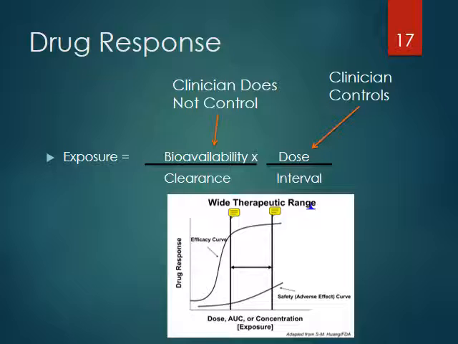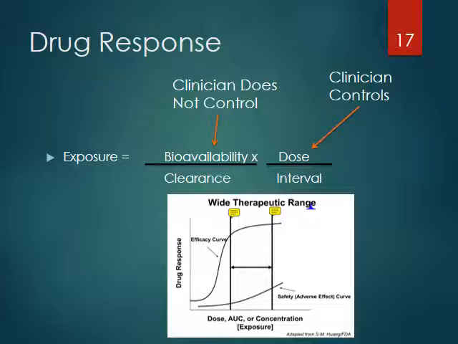Those are things that the clinician really does not control. We can't really affect how well the patient's going to be absorbing the drug. In very rare cases can we adjust how well the patient's clearing the drug. Maybe in some instances where we can institute hemodialysis, but that's pretty rare for most patients. Other things that we can do to actually control the exposure that the patient gets is by changing the dose the patient receives and also by changing the interval.